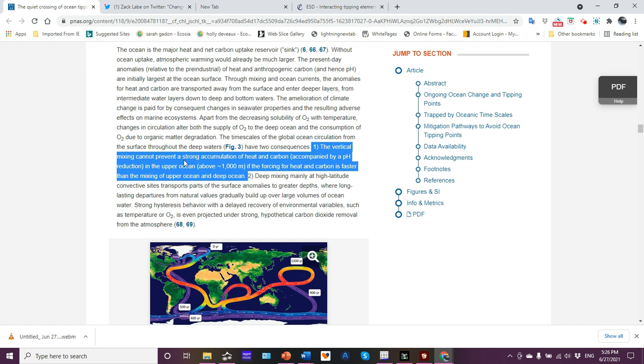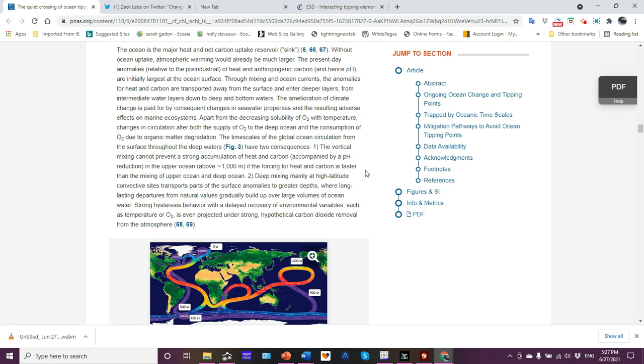The vertical mixing cannot prevent a strong accumulation of heat and carbon in the upper ocean, the upper 1,000 meters or so, if the forcing for heat and carbon is faster than the mixing. In other words, the input is faster than the sequestration can take place. That's basically what they're saying there. So in other words, overwhelming the system, they can't keep up.